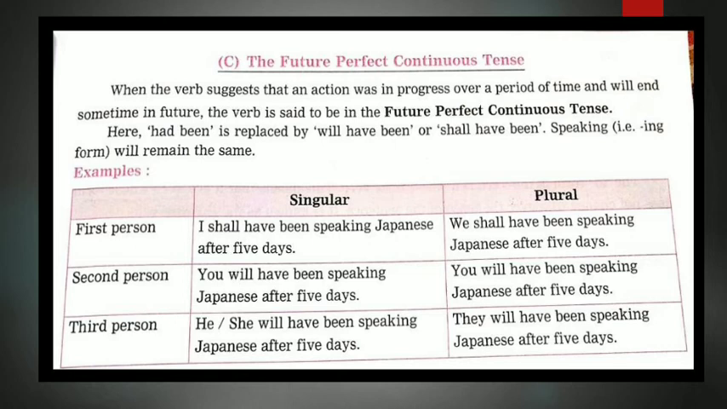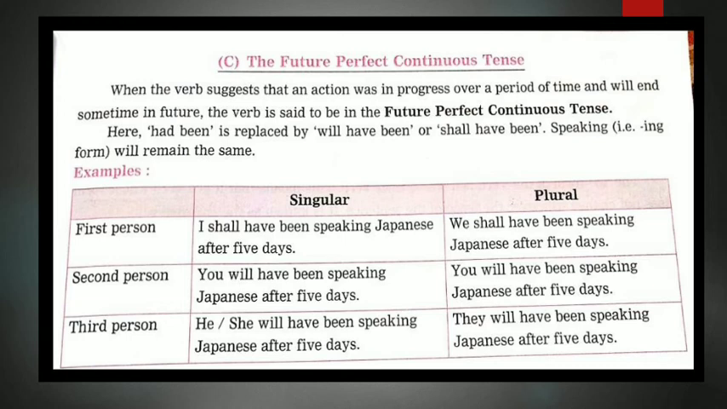Now taking into consideration the examples, in the singular form: I shall have been speaking Japanese after 5 days. We shall have been speaking Japanese after 5 days. You will have been speaking Japanese after 5 days. Again, in the plural form, it will come in the same form. And then third person, he or she will have been speaking Japanese after 5 days. They will have been speaking Japanese after 5 days.